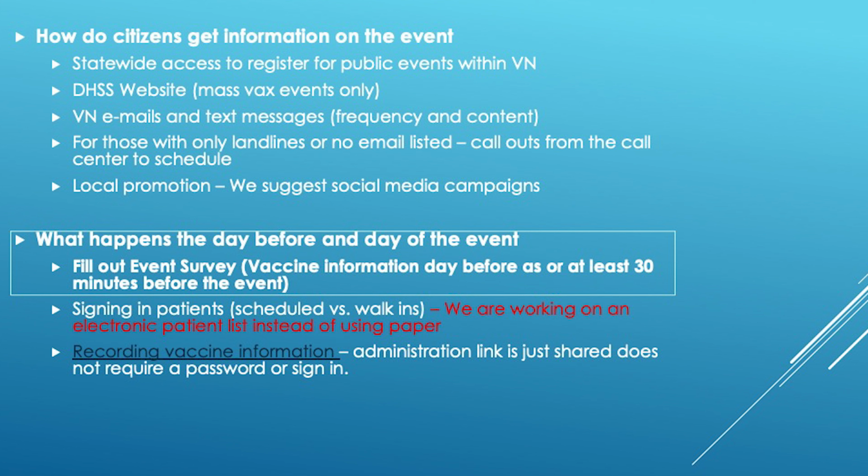Then lastly, what happens the day before the event? And this is really important. So filling out the event survey, the vaccine information the day before is better. It pre-populates all of the information so that we can get it into Show Me Vax, but you have to do it at least 20 minutes before the event. Otherwise, you're going to have people starting to back up, because it takes that long to get into the database. So if you can do it the night before, that's better. If not, do it at least 20 minutes before your event.